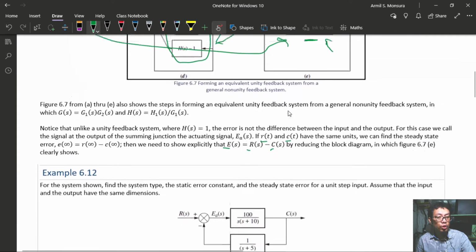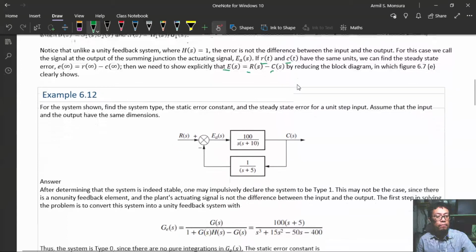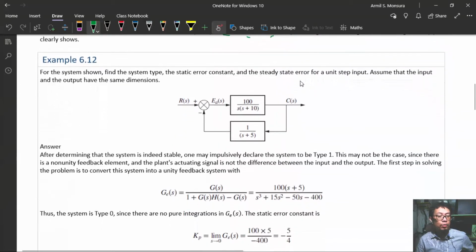So, yun yung gagawin natin kapag meron tayong non-unity feedback system. We have to reduce the system first into this form, para ma-analyze natin yung steady state error niya. Now, let us take a look at example 6.12 wherein we would like to find the system type, static error constant, and the steady state error for the unit step input.